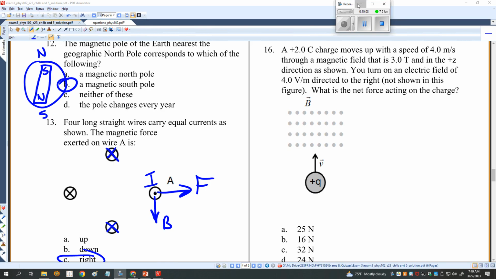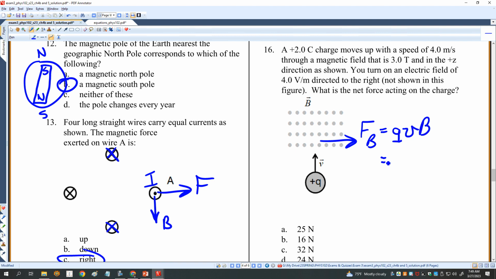All right, so there are a couple of things that are going on here. I first need to figure out what is the magnetic force. So there's a magnetic force acting on this particle that, if I'm doing my right-hand rule, I see is to the right. So FB is in this direction and is equal to QVB. I can calculate that magnetic force as 2 coulombs times 4 meters per second times 3 Tesla. That's 24 newtons. But then there's another force that's acting on this.